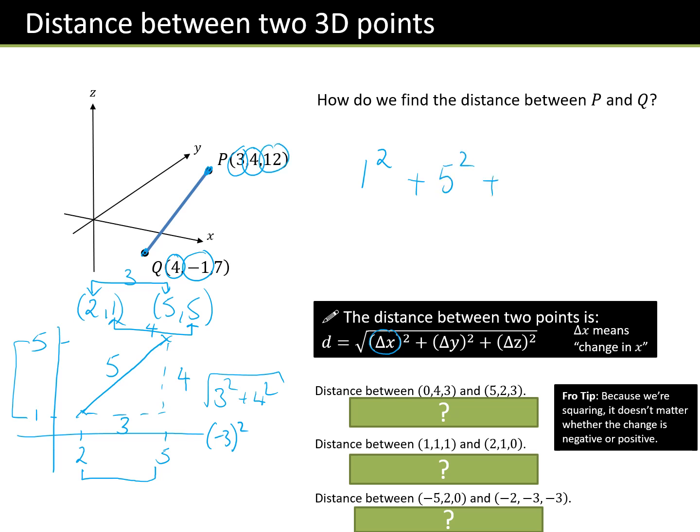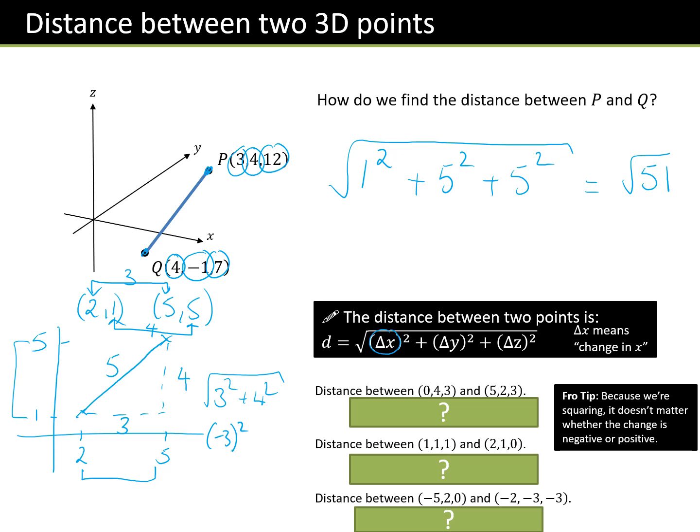And then in the z, just look between 12 and 7, which is also 5, and then we're going to find the distance by taking the square root, just Pythagoras' theorem. 5 squared 25, 5 squared 25, and then 1, so that is going to be the square root of 51.